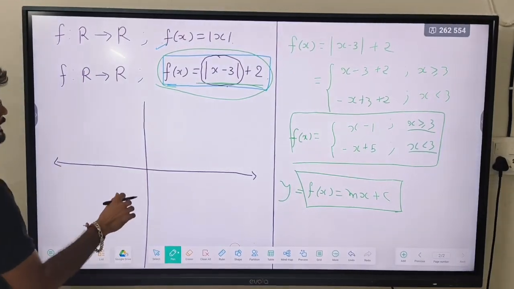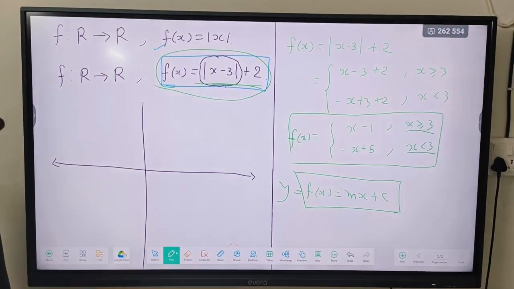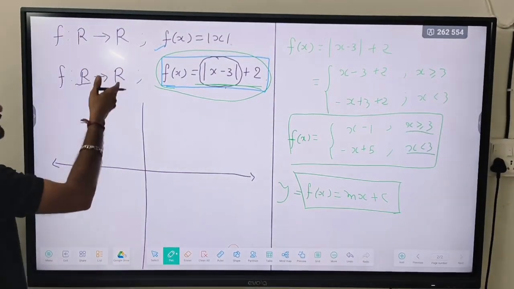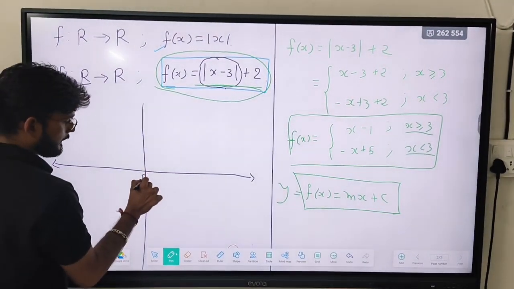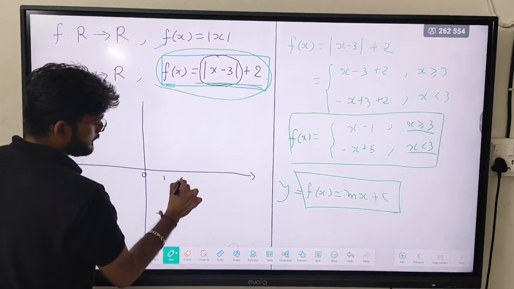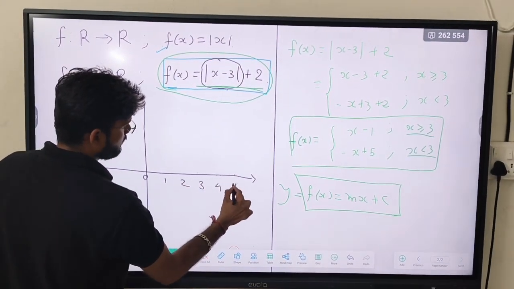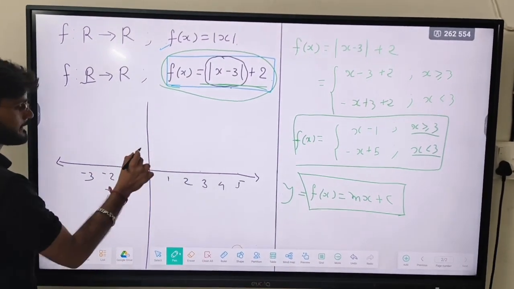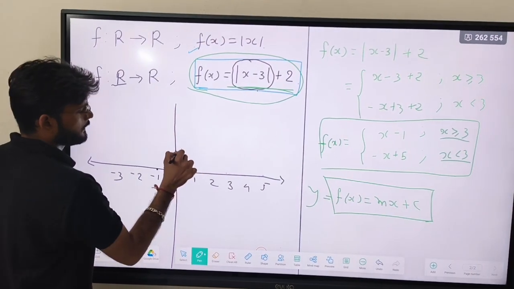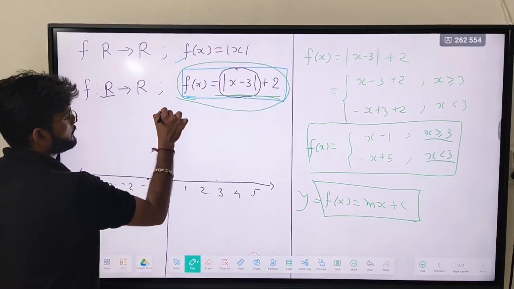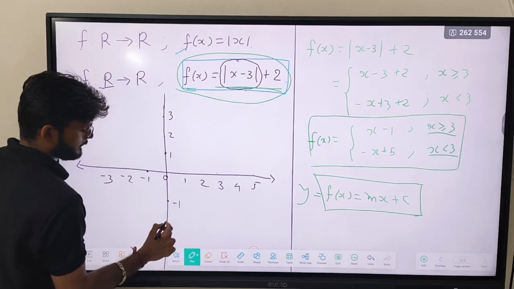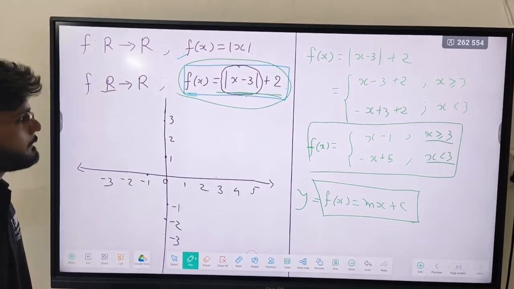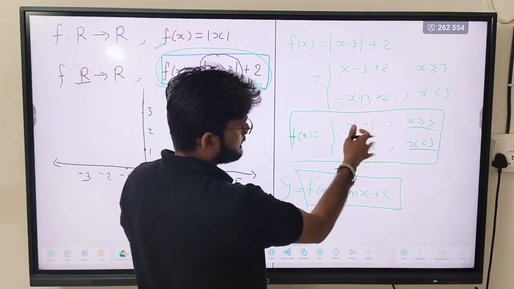Okay, as always, for drawing the graph of the function, we take the values of the domain on the x axis and the values of the codomain on the y axis. So assume here is 0, here 1, 2, 3, 4, 5 and so on. Here -1, -2, -3, and on the y axis 1, 2, 3 and so on, and -1, -2, -3 below. Okay, if we plot some of the values here, we will get something.